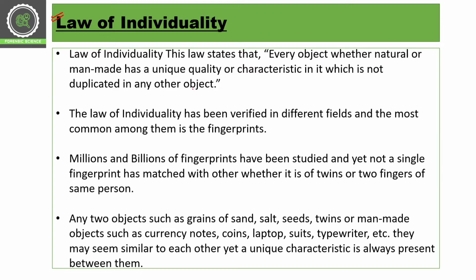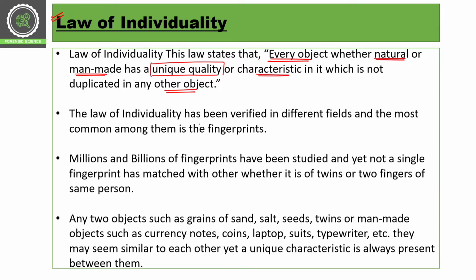So the law of individuality says that every object, it doesn't matter if it's natural or man-made, has some unique characteristic features. It has a unique quality and characteristic which is not duplicated in any other object. This law is really very important, and it is applicable in every crime scene with every evidence, because each and everything, natural or man-made or machine-made, has some unique characteristic feature by which we can identify them or we can eliminate them.